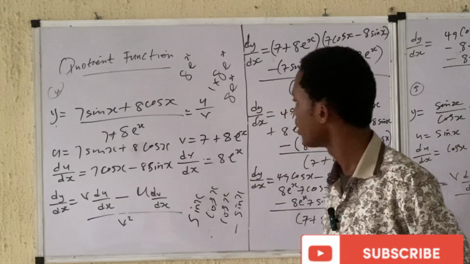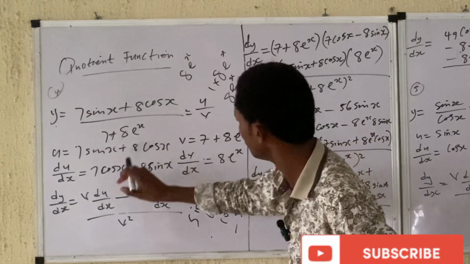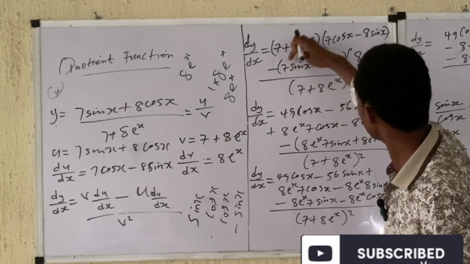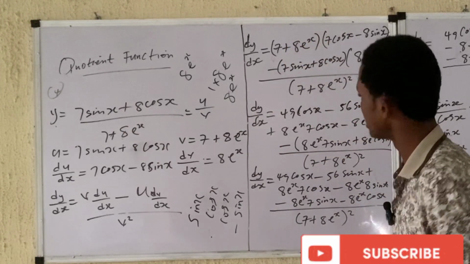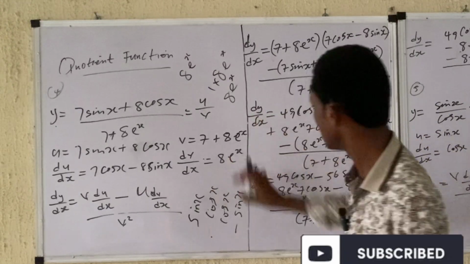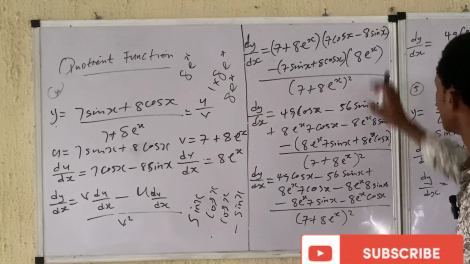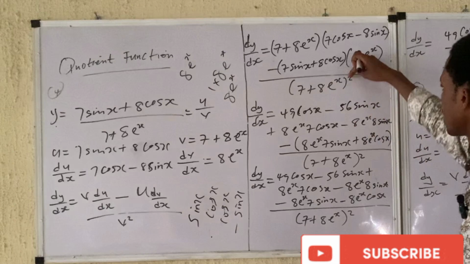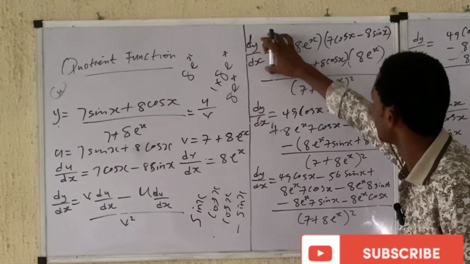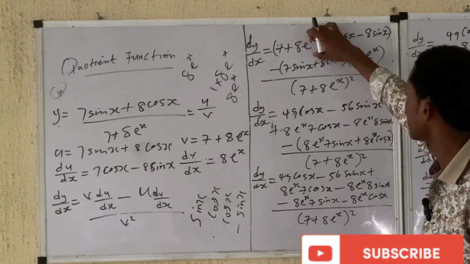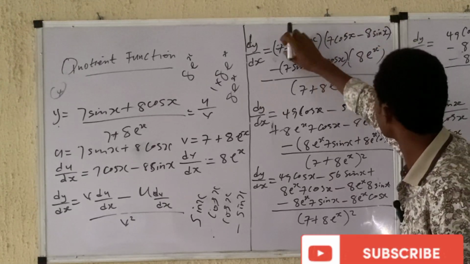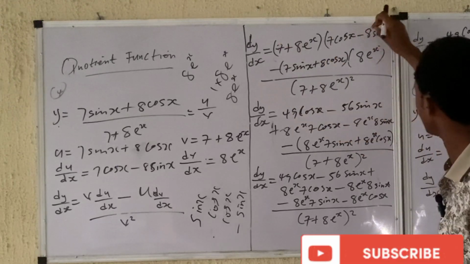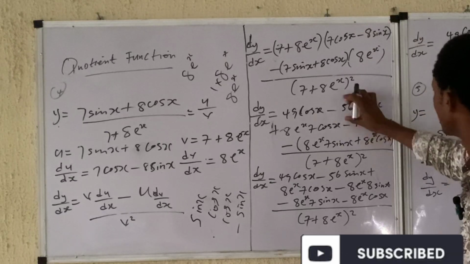Our u is 7 sin x plus 8 cos x. Our dv/dx is 8 exponential x, all over v squared, which is (7 + 8 exponential x) raised to the power of 2. dy/dx equals, now we use the first bracket to multiply the second bracket, which is 7 times 7 cos x will give you 49 cos x. 7 times minus 8 sin x will give us minus 56 sin x, right?